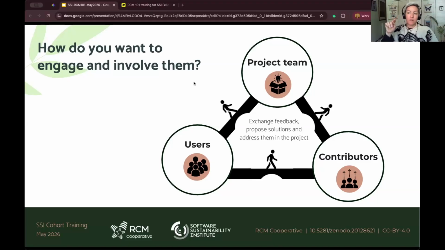If you're the one that always has to bridge any conversation between your contributor and your project team, then you've positioned yourself as a bottleneck. So what are ways that you can allow the two to talk to each other without you having to be there as well?